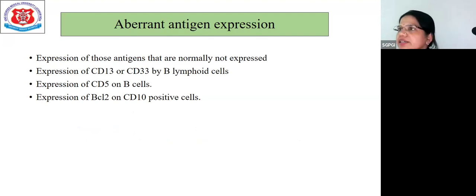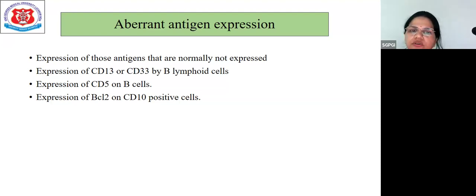Coming to the aberrant antigen expression. Any cell which is expressing the antigen which is not normally expressed by that cell is called as the aberrant antigen expression. And this is considered to be abnormal. Like expression of CD5 on B cells. Usually B cells don't express CD5. CD5 is a T cell marker. So if CD5 gets expressed by the B cell, then it's considered to be abnormal. Very few B cells like naive B cells might express CD5, but most of the B cells are 5 negative and 5 positive B cells are abnormal.